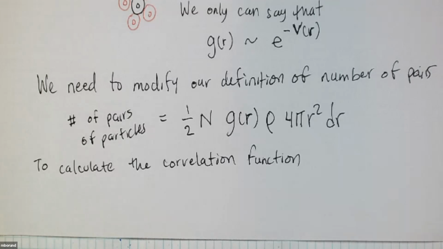Those peaks that we see in solid state when we're looking at X-ray diffraction also show up as dips and peaks in your correlation function. So it's the exact same thing.